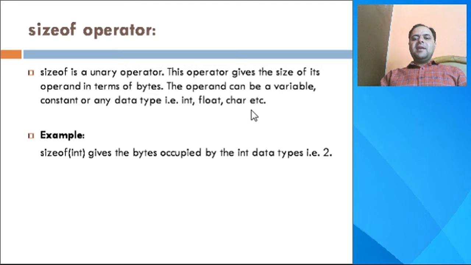So the operand can be a variable, a constant, or any data type, that is integer, float, character, etc. Example, sizeof int. Int is a data type, and it gives us the bytes occupied by the int data type, that is 2. So sizeof int is 2.